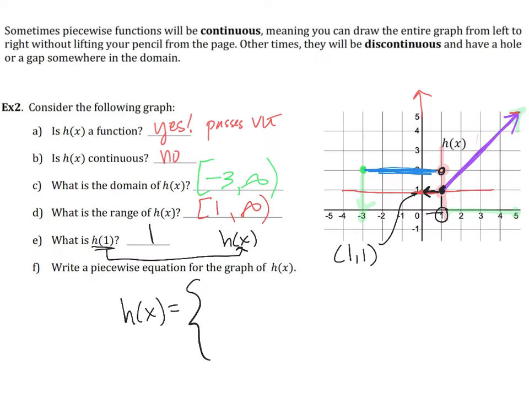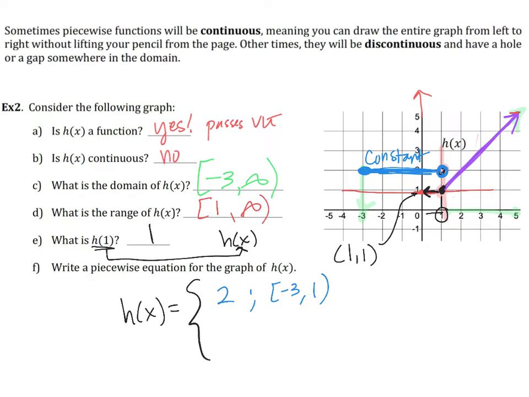So the blue piece is just a horizontal line. It starts at -3, it ends at 1, and it is always a value of 2. So we call that a constant. So this constant always has a y value of 2. But it starts at -3. It's inclusive of -3 because that's a closed circle there. And it ends at 1. But it's an open circle at 1, so I have to exclude the 1 here.